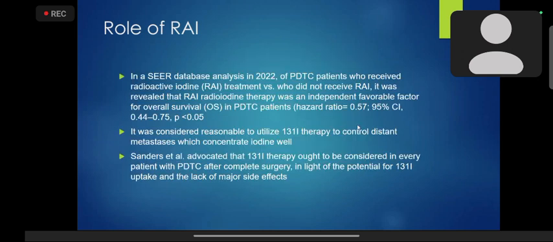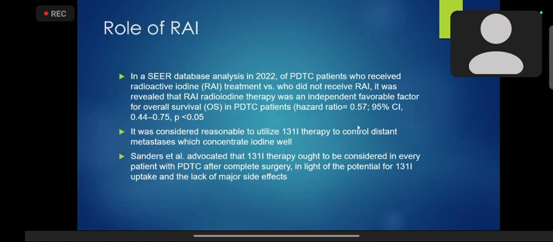There was one SEER data analysis done in 2022, which compared RAI treatment with patients who had not received RAI, and revealed that radioiodine therapy was an independent favorable factor for overall survival. If a patient of poorly differentiated thyroid cancer responds to RAI, then they have better prognosis as compared to those not responding, and this is statistically significant also. So it is reasonable to utilize iodine 131 therapy to control distant metastasis which concentrate the iodine well.